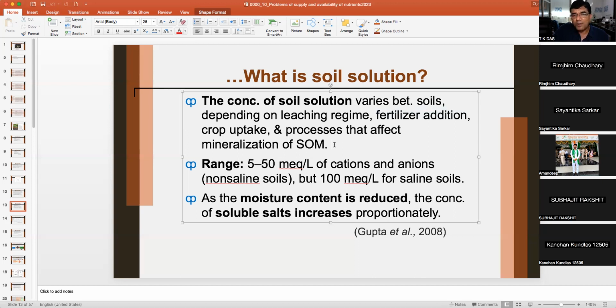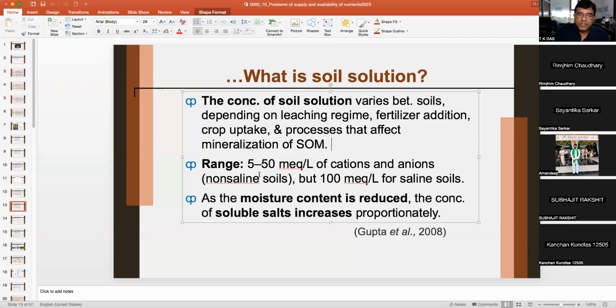So you can see the availability of the nutrients. The concentration of nutrients in soil solution is not fixed. It changes with the soil, with the leaching regime, the number and frequency of irrigations, fertilizer or nutrient application, crop uptake, and even losses. Some soils may have more losses, so then your soil solution will be less concentrated. So there are a number of factors that can affect the concentration of soil solution.